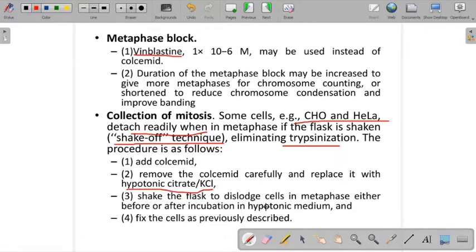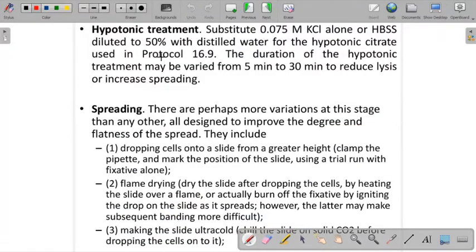Shake the flask to dislodge the cells in metaphase, either before or after incubation in hypotonic medium, and then fix the cells in the fixative. These are several procedures. Hypotonic treatment is very important, as I said, because we generally use 0.075 molar KCl, or HBSS. This is the buffer diluted with 50% distilled water. And with the help of this given protocol, we follow this hypotonic treatment.